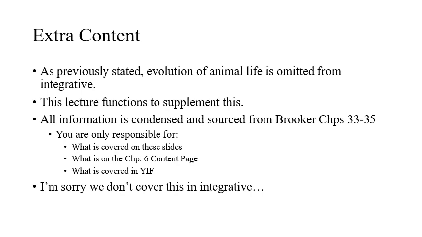So the first 2 parts, where we talk about invertebrate evolution and vertebrate evolution, are specifically an attempt to supplement that. I took this information from Brooker's chapters 33 through 35, and I condensed it, right? So we're going into much less detail than they do in the Brooker text. So that's where the source information is from. You don't have to look at the Brooker text, but if you're curious, that's what you can look for.